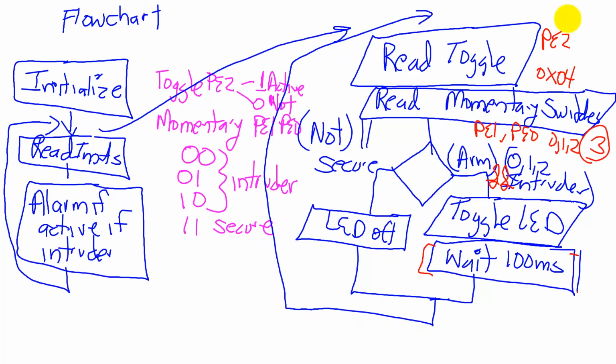So in summary, we're going to read our inputs, make decisions based on those inputs, and that decision will either be to set an alarm, which is to flash the light, or to turn the light off if things are okay. All right, so let's translate this flowchart into actual code. Yes, let's.